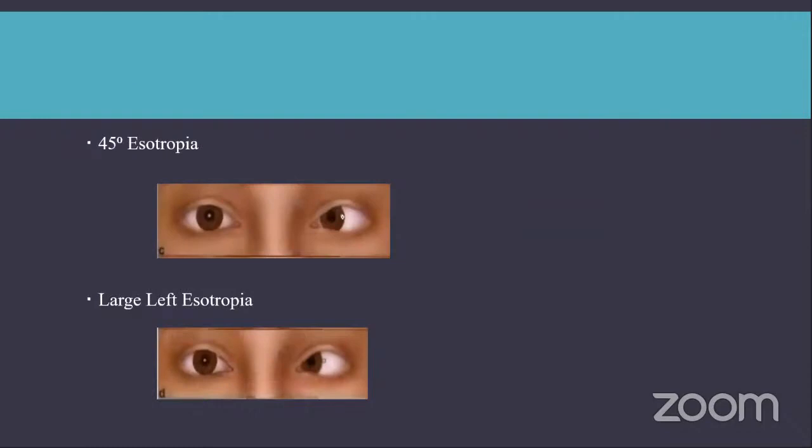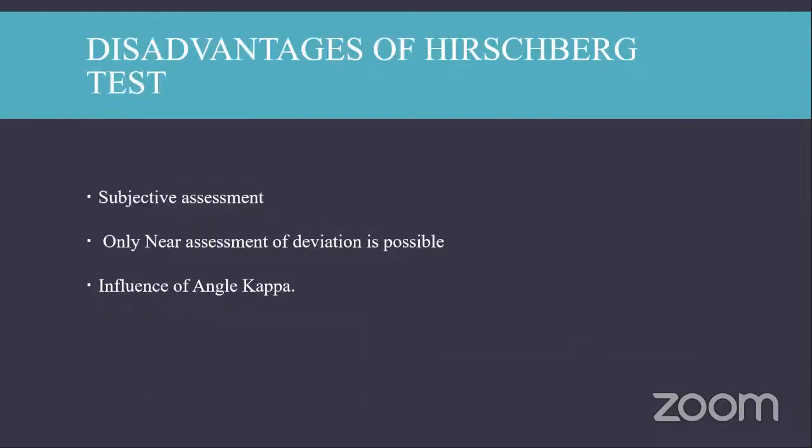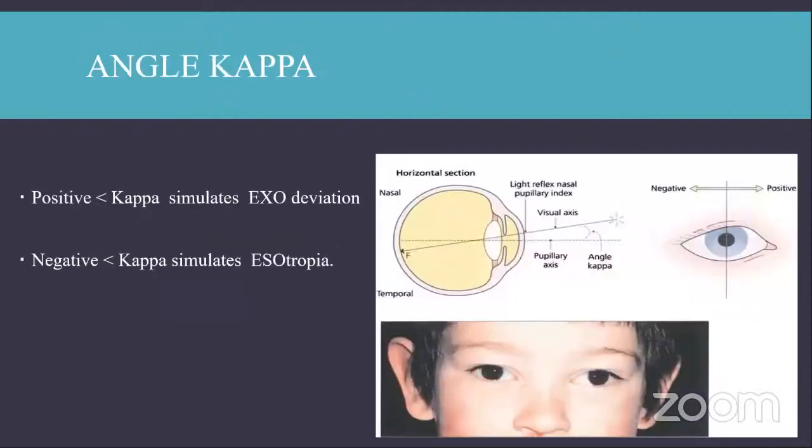But though it's a very simple test, there are certain disadvantages. It's basically a subjective test, and it's also of no use in certain patients with pseudostrabismus, where there is an influence of angle kappa. So then what is this angle kappa? It is the angle between the visual axis and the pupillary axis. And usually, as the fovea is slightly temporally displaced, you get a nasal reflex. So usually you have about 4 degrees of angle kappa.